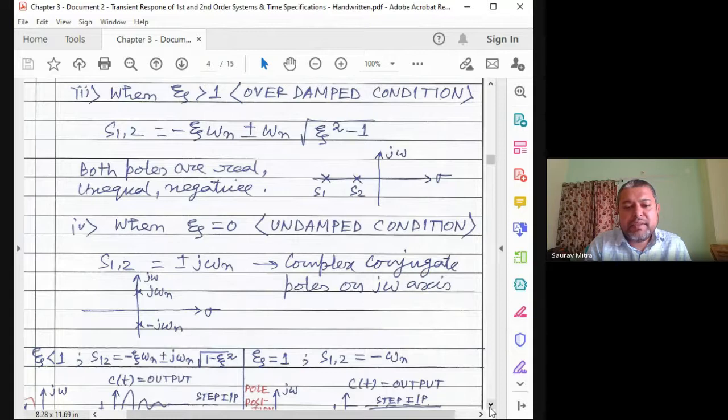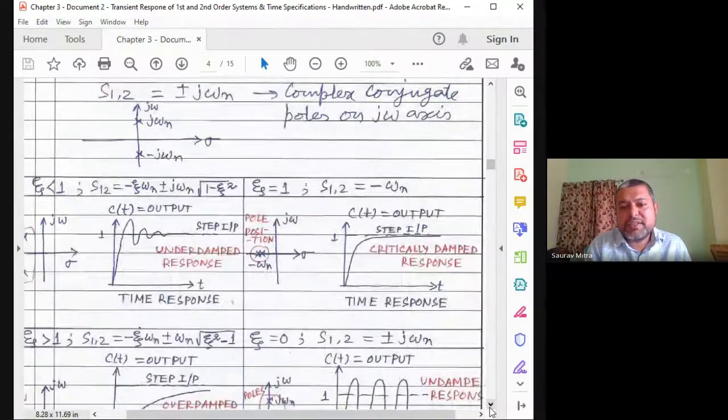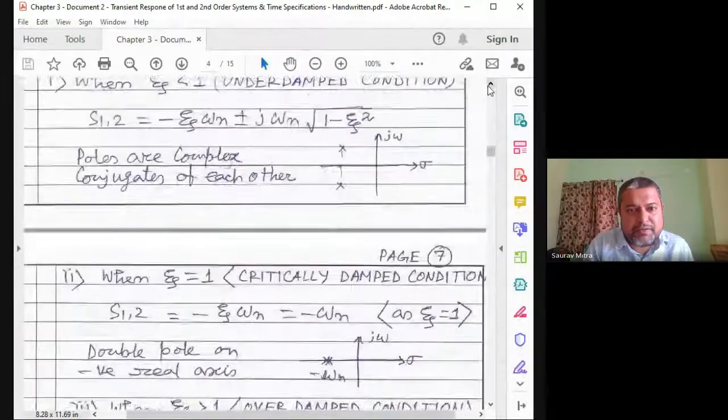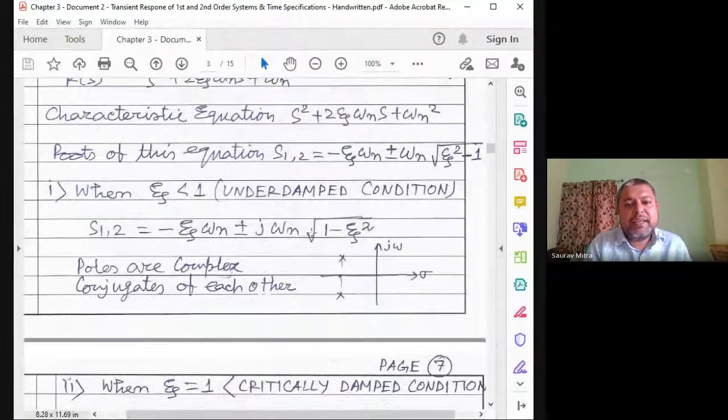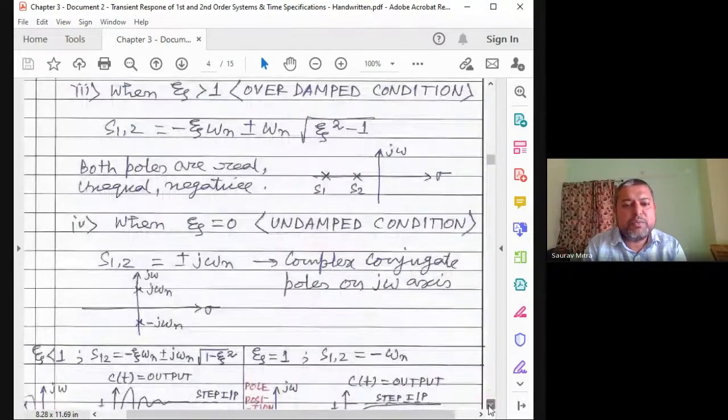generating this kind of response, which is called a critically damped response. And if you put zeta greater than 1, in that case you will find that the response is slower. So if you put zeta greater than 1, suppose zeta is equal to 2, in this case it will be root of 3 omega n. That means everything is real in that case. So if everything is real, what is the pole position?